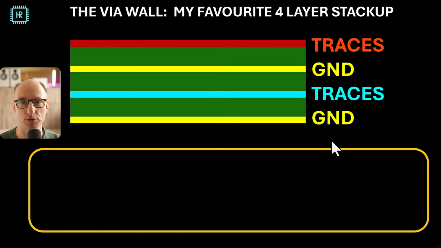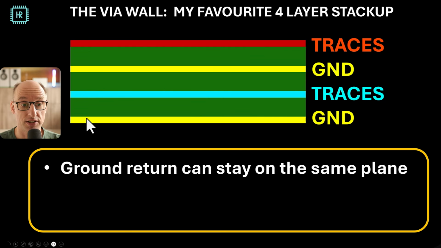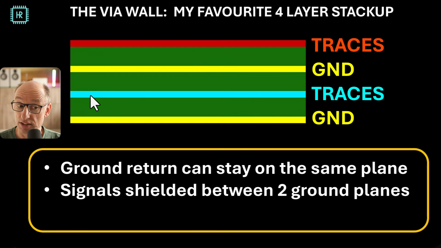So the next sneaky layout error I want to talk about is something that I call the via wall. I came up with that name myself. So this is my favorite stack up. You have the top layer for traces, inner one for ground, inner two for traces, and the bottom for ground. And the nice thing is that if you move from your top trace to your inner two trace, the ground return can stay on the same trace, because this layer is electromagnetically bounded to this layer, and this signal layer is also electromagnetically bounded to that layer. Another nice advantage is that signals that go on the inner two layer are shielded between two ground planes. So a lot less interference will be able to come out.